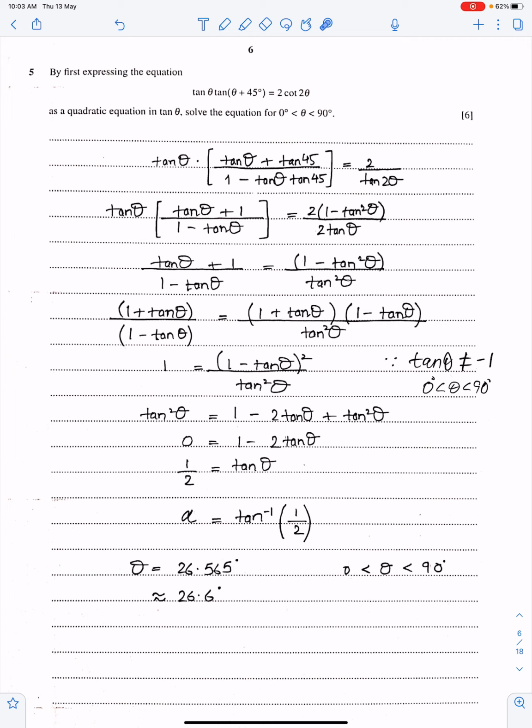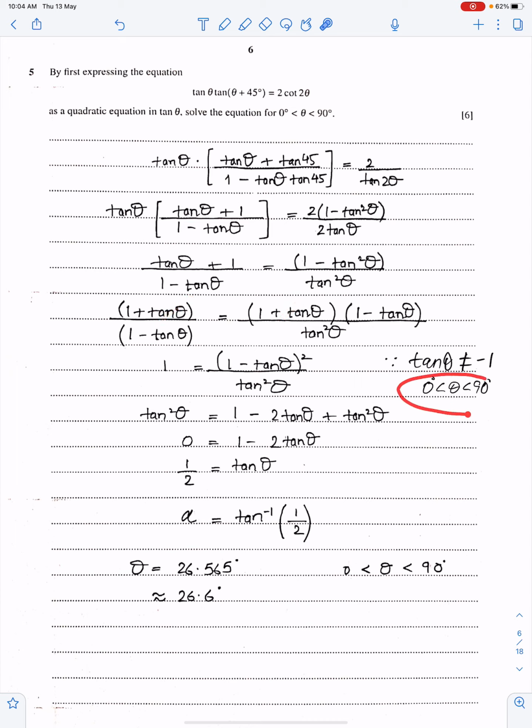So this is 1 minus tan theta, 1 plus tan theta. We cancelled these two terms because tan theta is not minus 1. I mean, since we are working only in the first quadrant, we can cancel these two. If we don't have this domain, then we can never cancel these two. These are variables. We can never cancel variables in the numerator unless we have some specific condition.